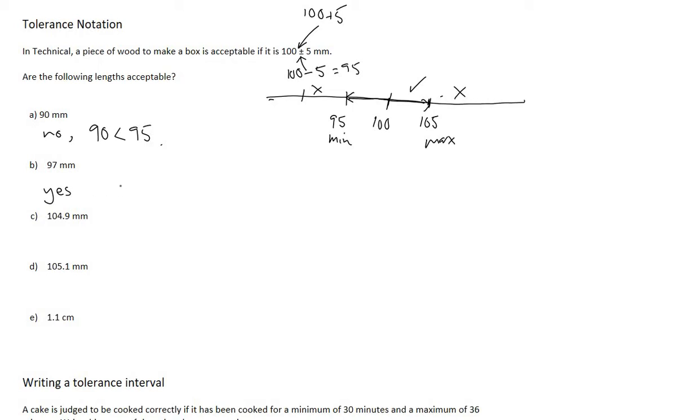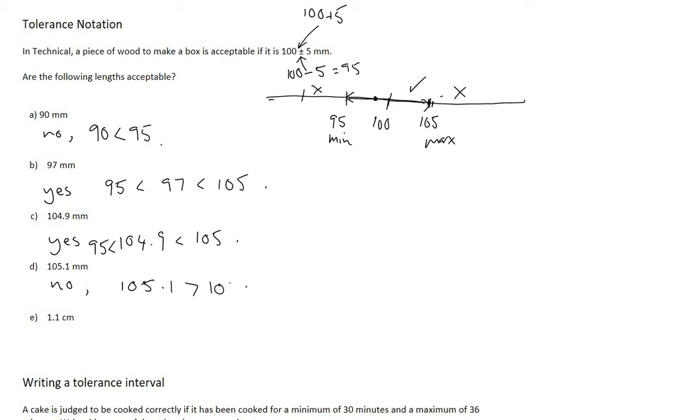Because it's between 95 and 105. So that's how we can write that mathematically. 95 is less than 97, so 97 is sitting there, and you can see that 95 is less than it, and 105 is more than it. So it's in that acceptable range. 104.9, well, that's only just in there. So yes, that is acceptable, because it's between 95 and 105. 105.1, that's only just out. But it's still out, so no, not acceptable, because 105.1 is bigger than 105.